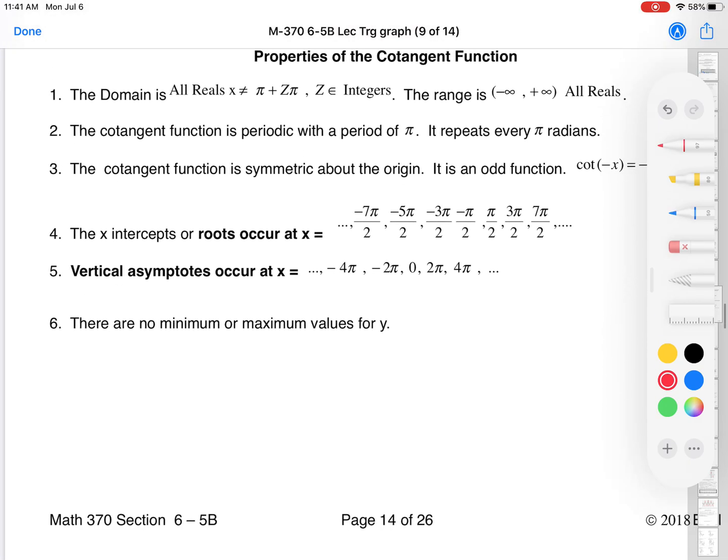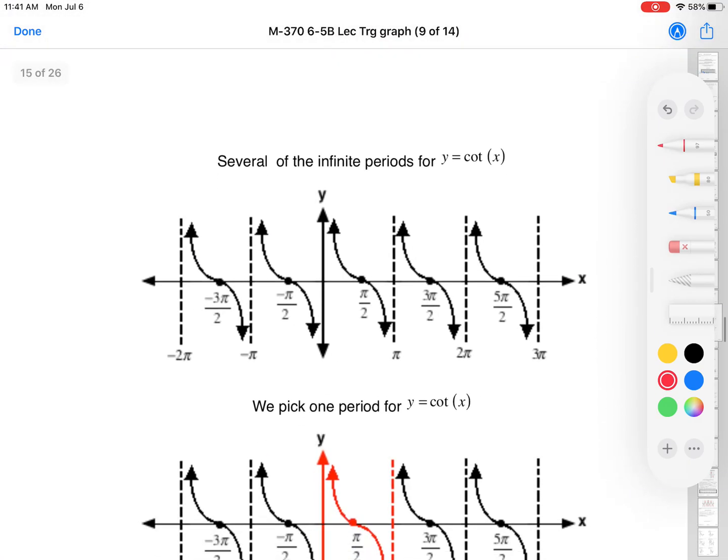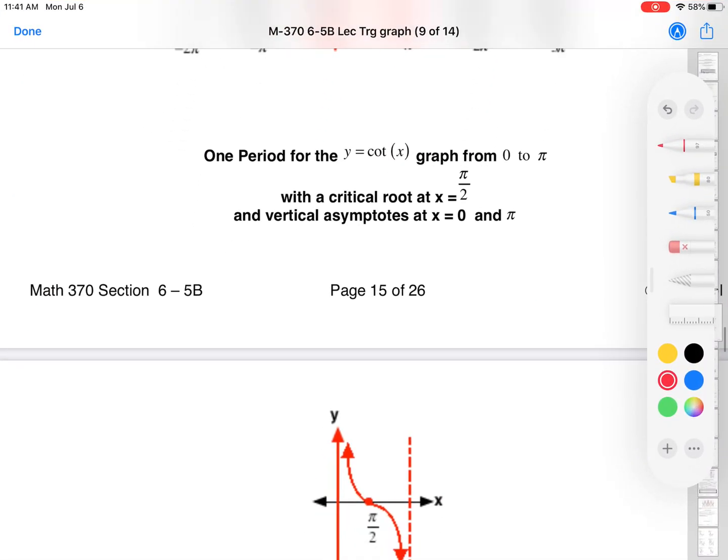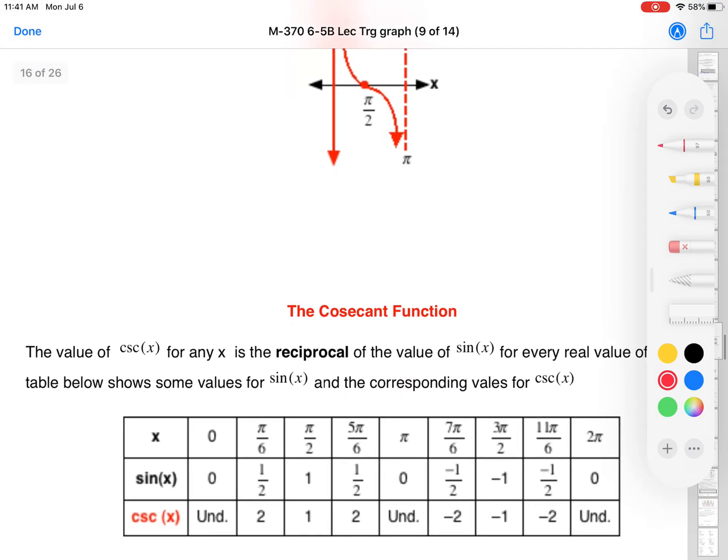And then it names its x-intercepts. And then several periods of it. And so there's our cotangent.